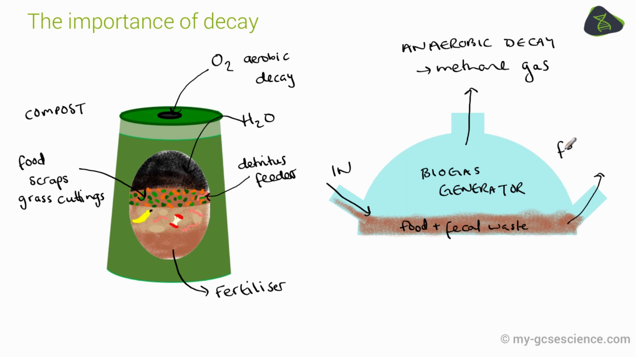The main issue with a biogas generator is making sure it maintains a constant temperature to keep the microorganisms respiring, and the biogas cannot be stored, it has to be used instantly.